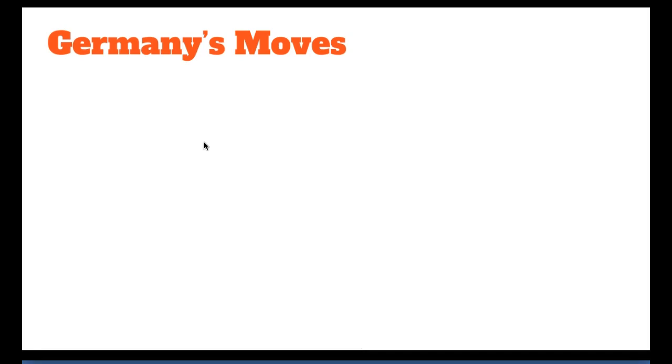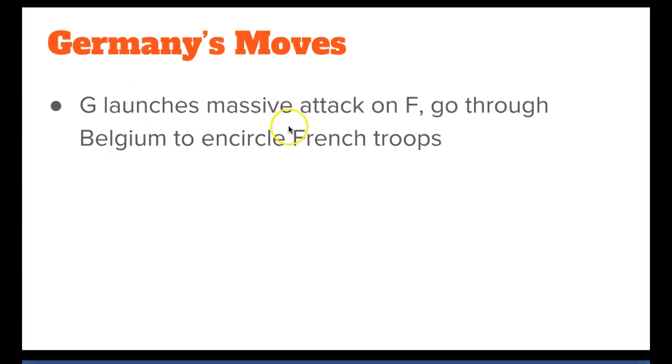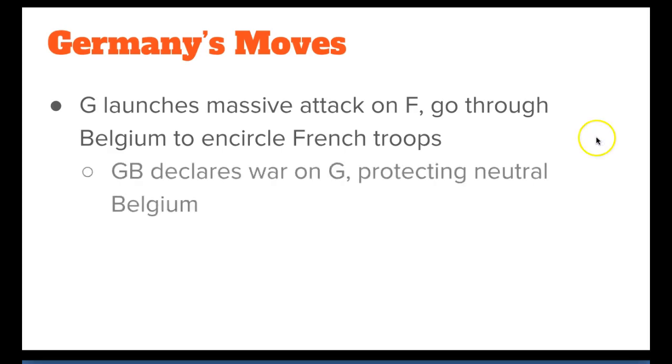What does Germany do after World War I is declared? The very first thing they do is to attack France. I'm going to show you a map in a little bit that shows you exactly which way they went. So, to attack France, they decide to go through the neutral country of Belgium. Their purpose in doing that is to encircle French troops. So instead of going across a mountain range, they are going to go through the neutral country of Belgium.